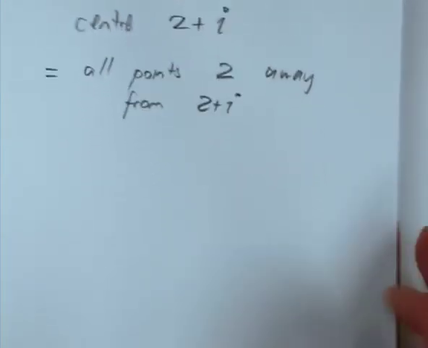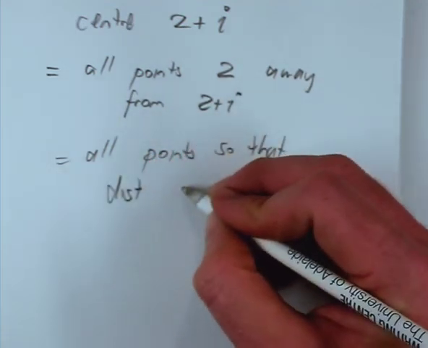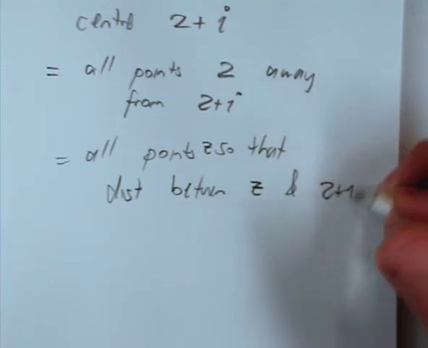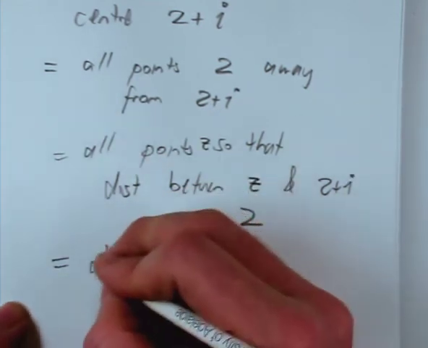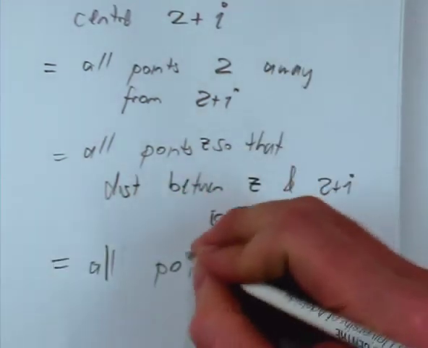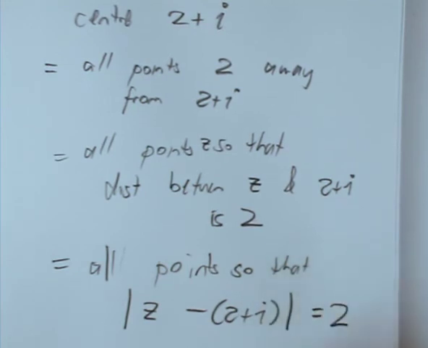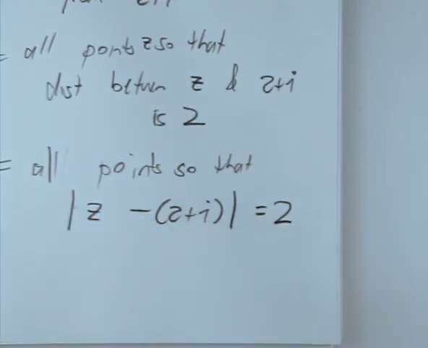All right? Which means it's all the points z so that the distance between z and 2 plus i is 2, because they're 2 away. And here is how to represent the distance between z and 2 plus i. All points so that the modulus of z minus (2 plus i) is the distance between z and 2 plus i. So if you see a circle, all you need is the centre as a complex number and the radius, and you can draw it.